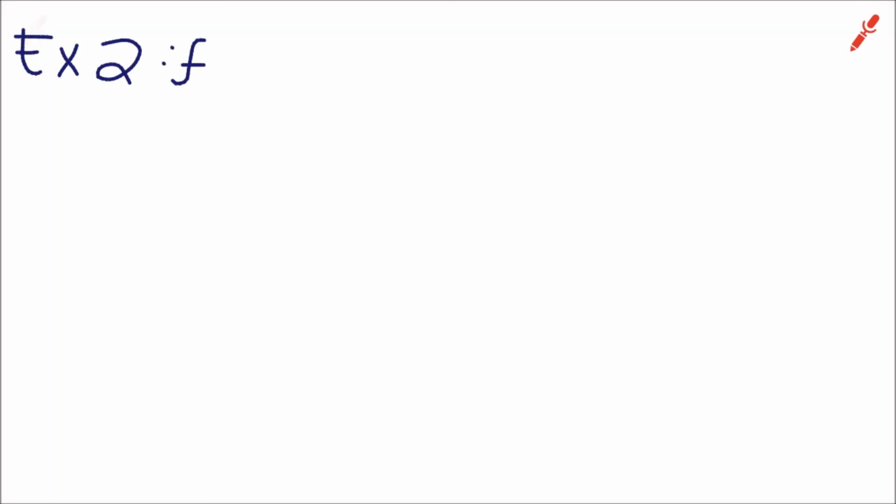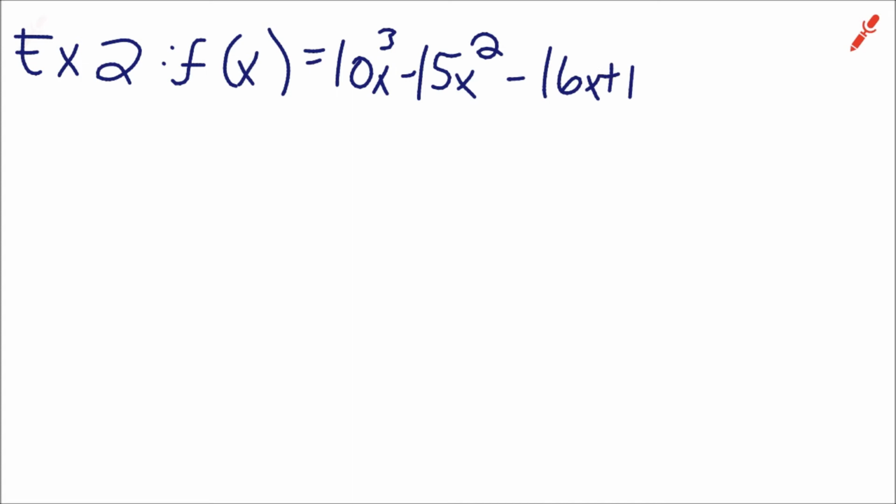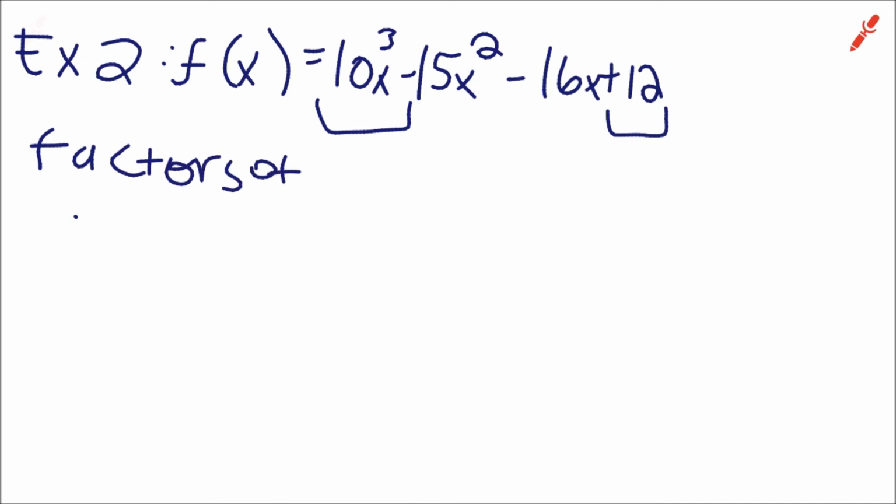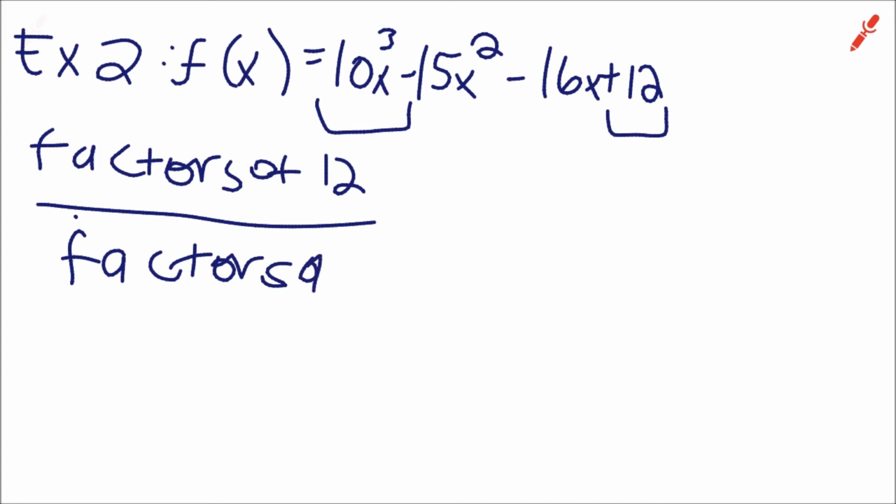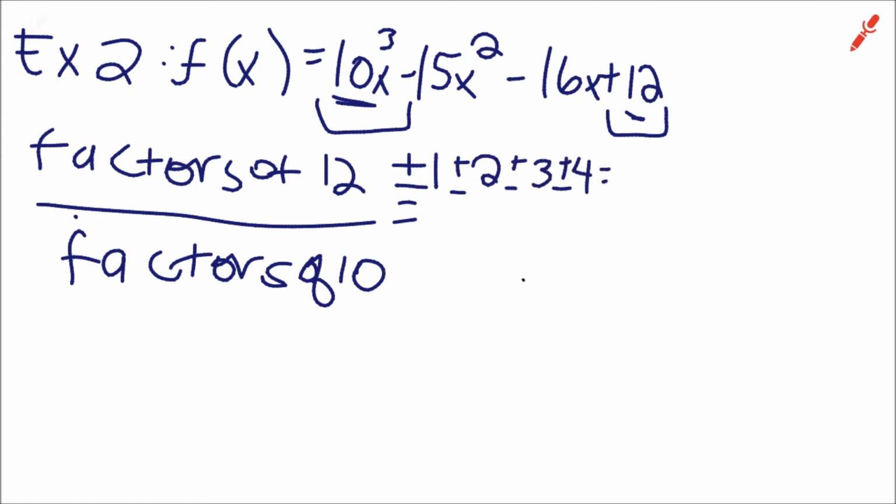Okay, let's try a second example that will have some rational zeros. f of x equals 10x cubed minus 15x squared minus 16x plus 12. So you're going to take the factors of 12, which is your constant, and the factors of 10, which is your leading coefficient, and list them out. Remember to put plus or minus because you're counting both of them.